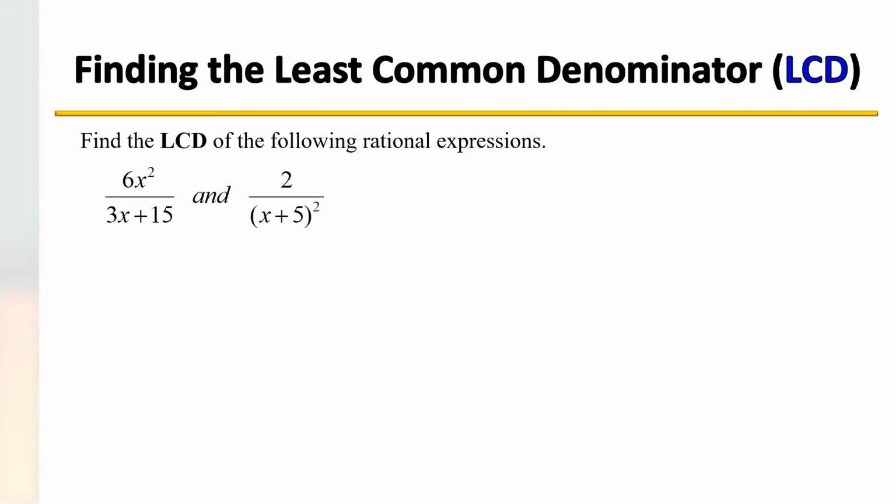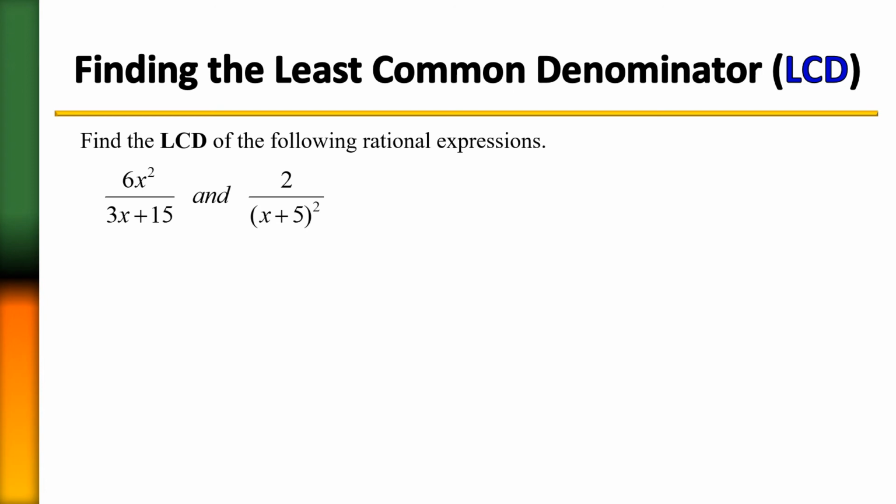In this example, we're asked to find the LCD of a pair of rational expressions. So looking at the denominator of these rational expressions, under the first one of 3x plus 15, we need to first factor that out so that we can see exactly how many different unique factors we have. So let's take the GCF out. There's a GCF of 3 there.